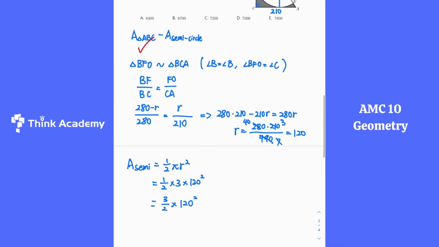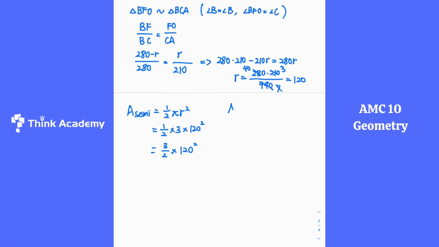Okay, so now let's just get back. So what about the area of the triangle ABC? Well, this will just be 1/2 multiplied by 280 multiplied by 210. Okay, so if we put them together, then the area of the shaded region is now equal to the area of the triangle ABC, so 1/2 multiplied by 280 multiplied by 210, minus 3/2 multiplied by 120 to the second power.